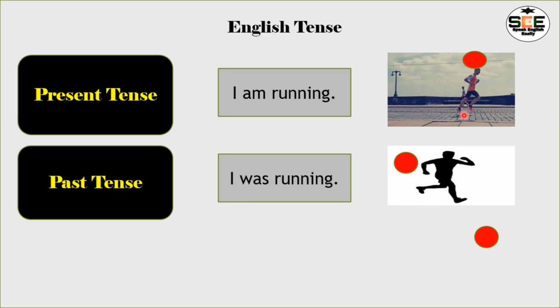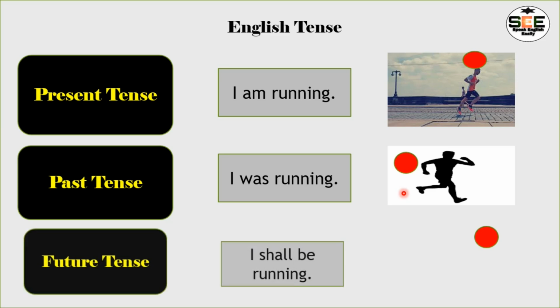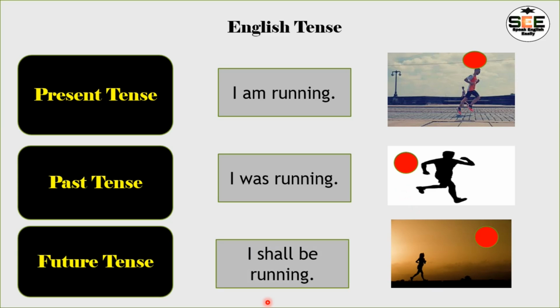Next one is past tense. I was running, and here "was" is the indicator, meaning at that time I was running. Next is future tense. I shall be running, and here "shall" is our indicator. If I go, then I shall be running.